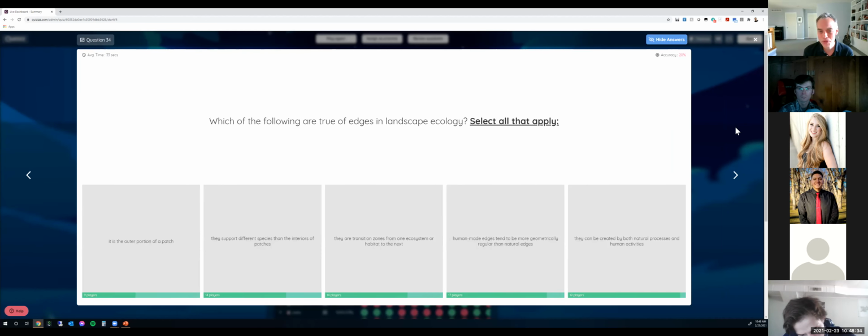Which of the following are true of edges in landscape ecology? Select all that apply. So in this case, all 5 answers were correct. So it is the outer portion of a patch. They support different species than the interiors of patches. They are transition zones from one ecosystem or habitat to the next.